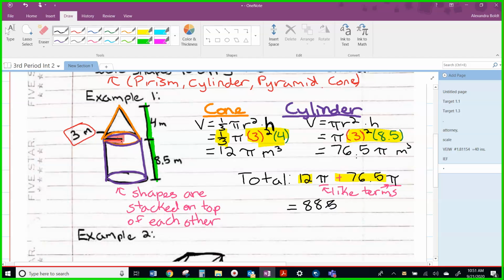We still have pi. And our unit was meters cubed. Oh, that's much nicer. So we get 88.5 pi meters cubed.